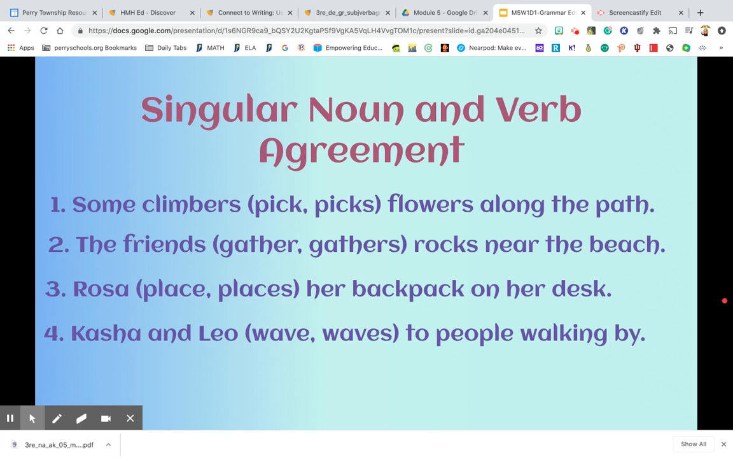Number 4, Keisha and Leo wave or waves to people walking by. You should have picked wave. Keisha and Leo are two people, so it is a plural noun, and we need the plural wave. Number 5, summer break seem or seems far away. You should have selected seems. Summer break is a singular noun, so we need the singular verb seems.